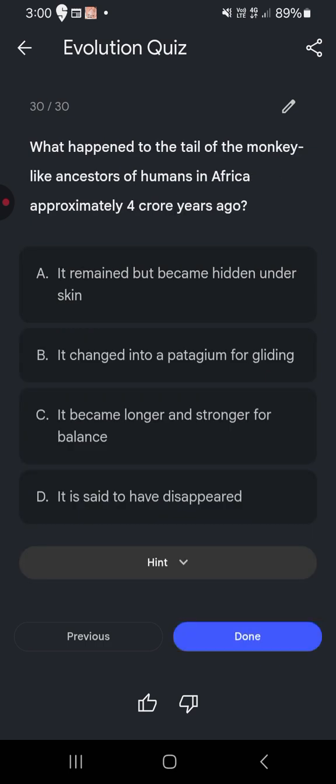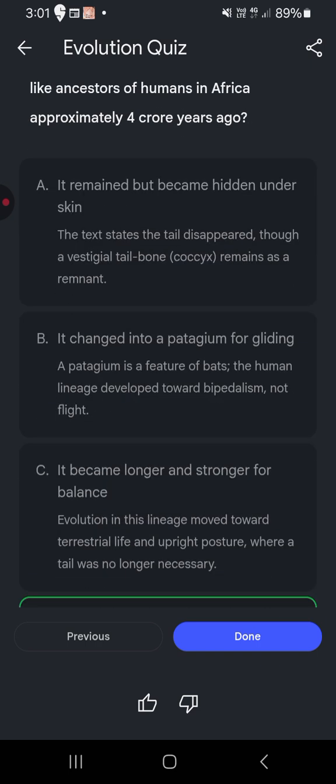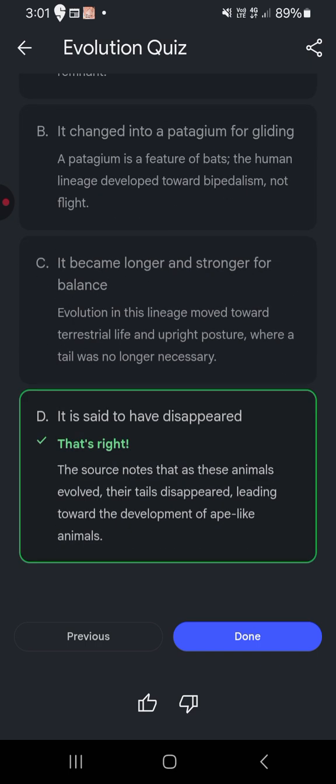What happened to the tail of the monkey-like ancestors of humans in Africa approximately 4 crore years ago? Correct answer is it is said to have disappeared. Their tails disappeared, leading towards the development of ape-like animals.